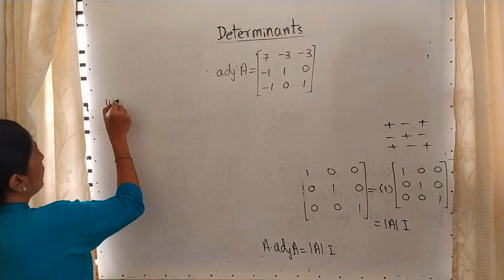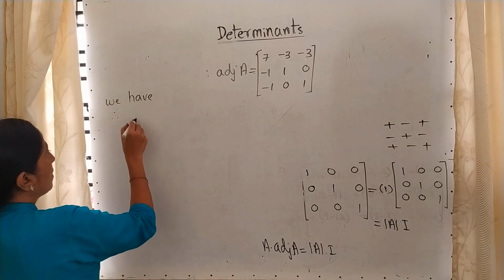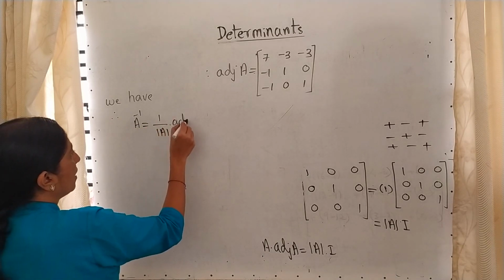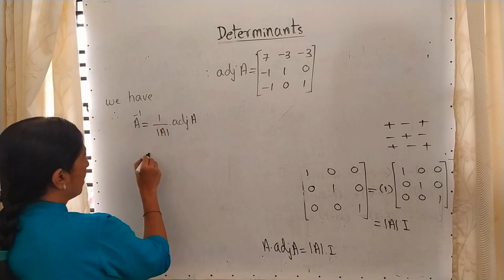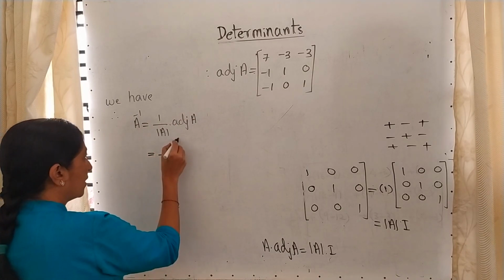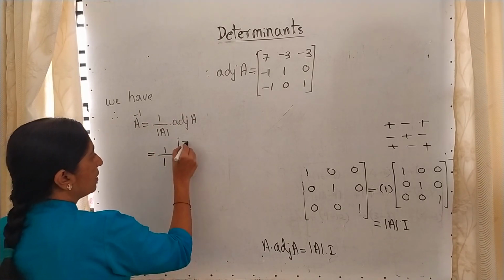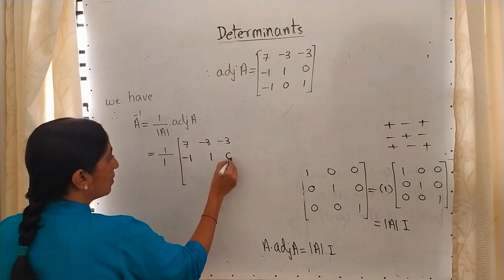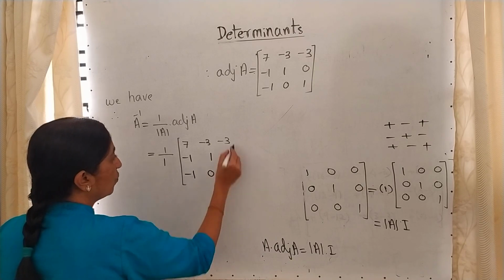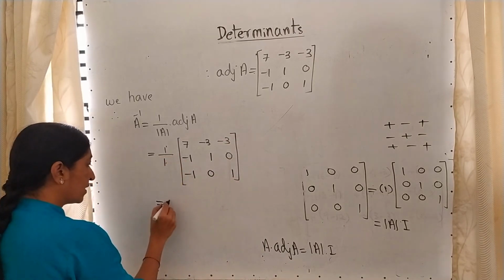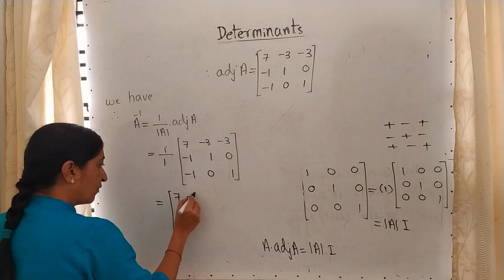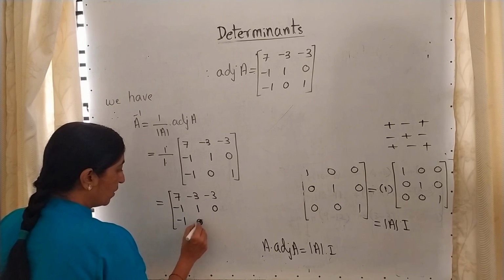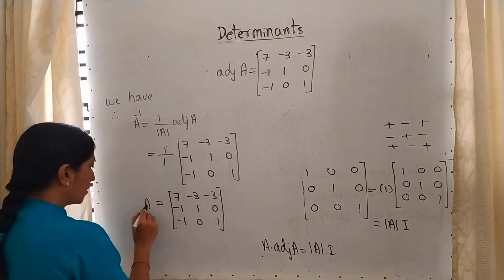Therefore, we have A inverse is equal to 1 upon determinant of A into adjoint A. It is 1 upon 1. Adjoint is 7 minus 3 minus 3, minus 1 1 0, minus 1 0 1. And remember, 1 by 1 is nothing but 1. So answer is 7 minus 3 minus 3, minus 1 1 0, minus 1 0 1. This is what? This is A inverse.